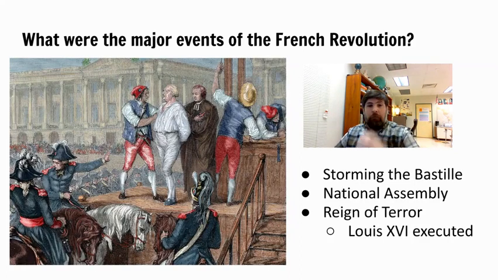This even included the King of France. The King of France was caught trying to leave France. He was trying to go to Austria so he could be with his family, who were also the monarchy of Austria. And he was caught and brought back to Paris, and he was executed via guillotine.